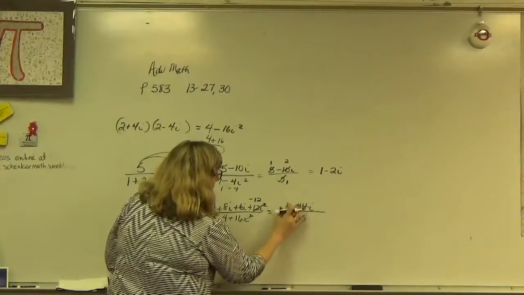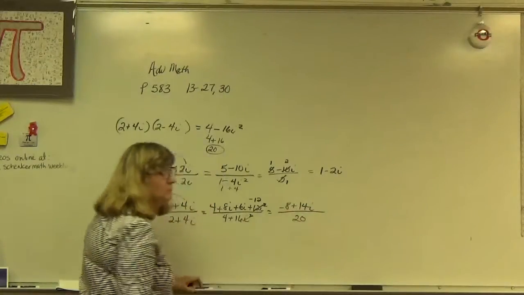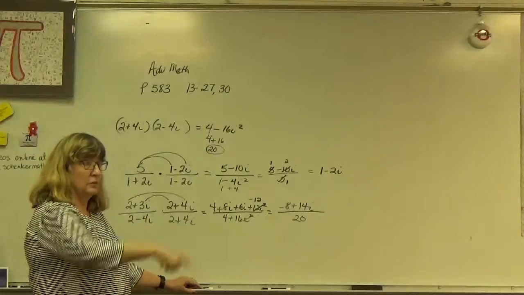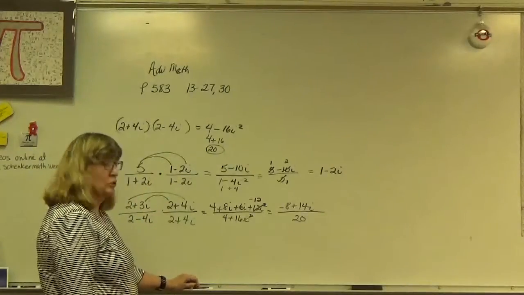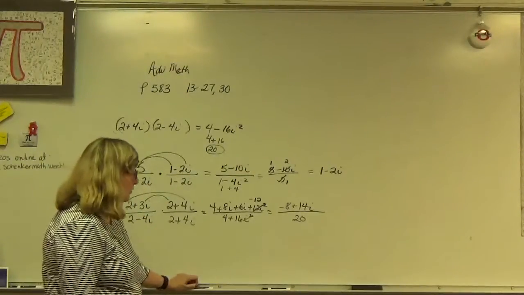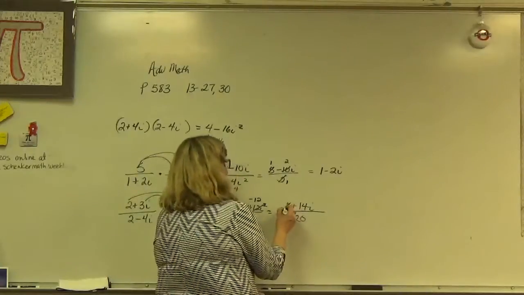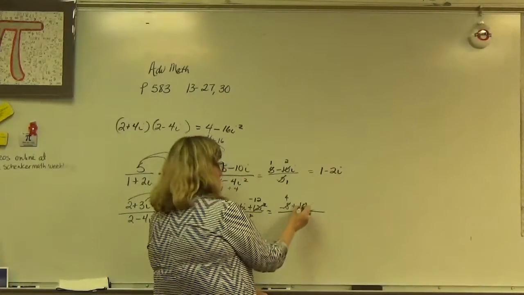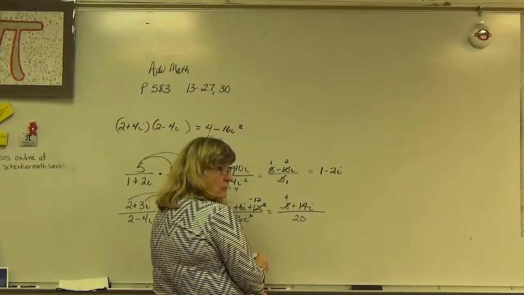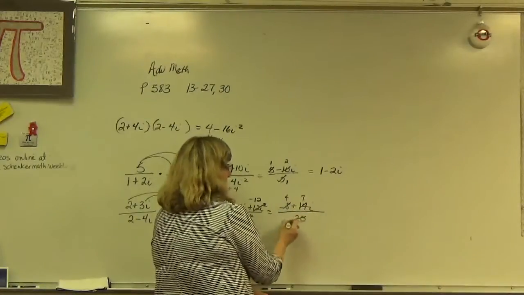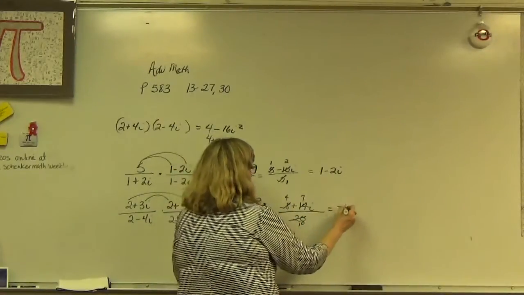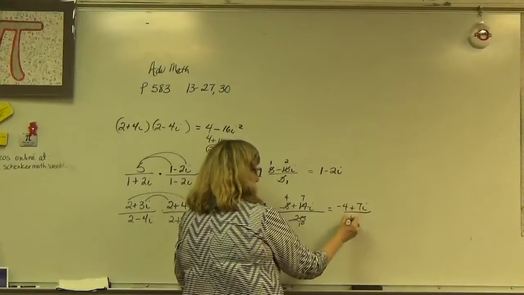Now, Dalton just said we could divide everything by 2. So Delaney, what could you get if you divide the 8 by 2? Negative 4i. And the 14? 7. And the 20? 10. So we end up with negative 4 plus 7i all over 10.